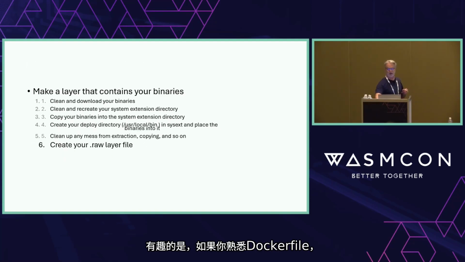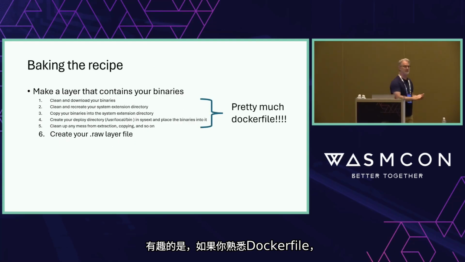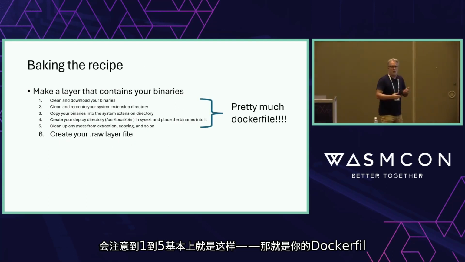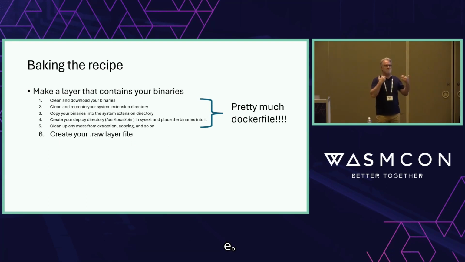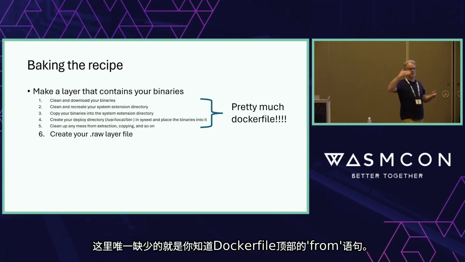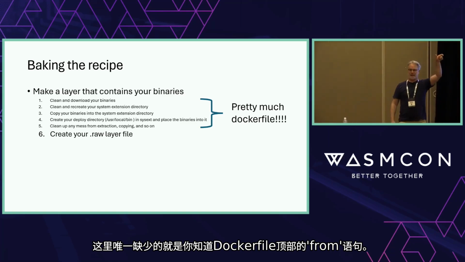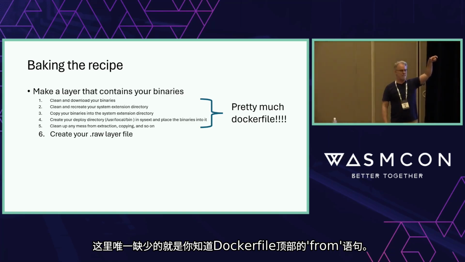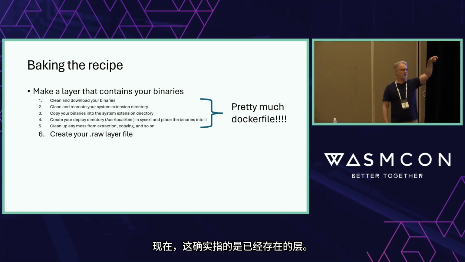Now, what's interesting about this is if you're familiar with Dockerfiles, notice that 1 through 5 are pretty much what your Dockerfile is. So the only thing missing here from the Docker experience is the FROM statement at the top of a Dockerfile. Now that is really a reference to layers that already exist, right?